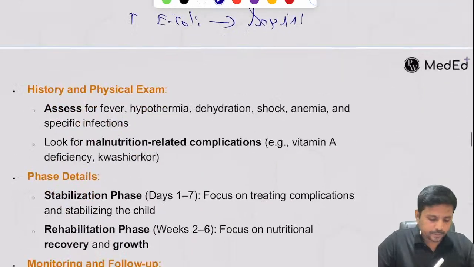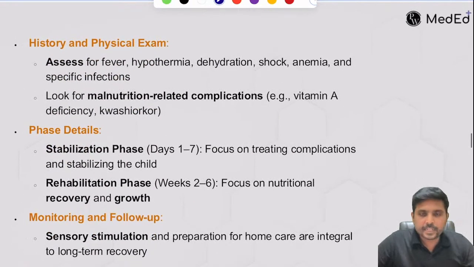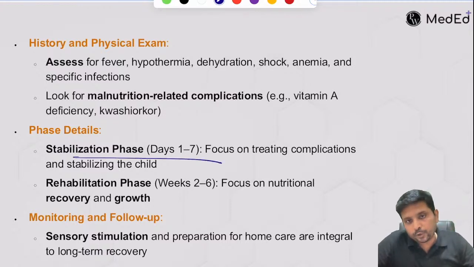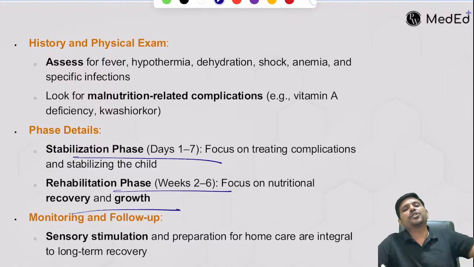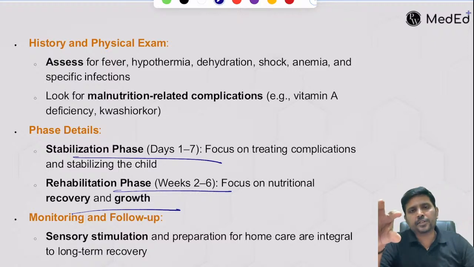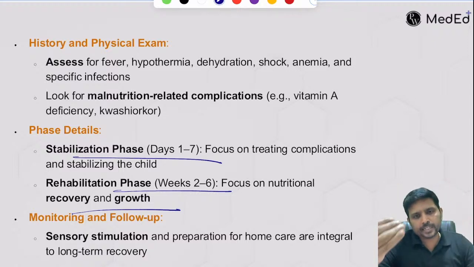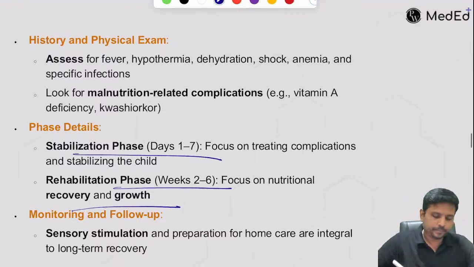Lead to sepsis. Okay, so what else? Stabilization phase usually lasts for about 1 week, not even 2 weeks, 1 week. From 2 weeks to 6 weeks, it is nutritional rehabilitation. First week, you are stabilizing the child by treating the complications. Second phase, you are giving nutritional support to the child.